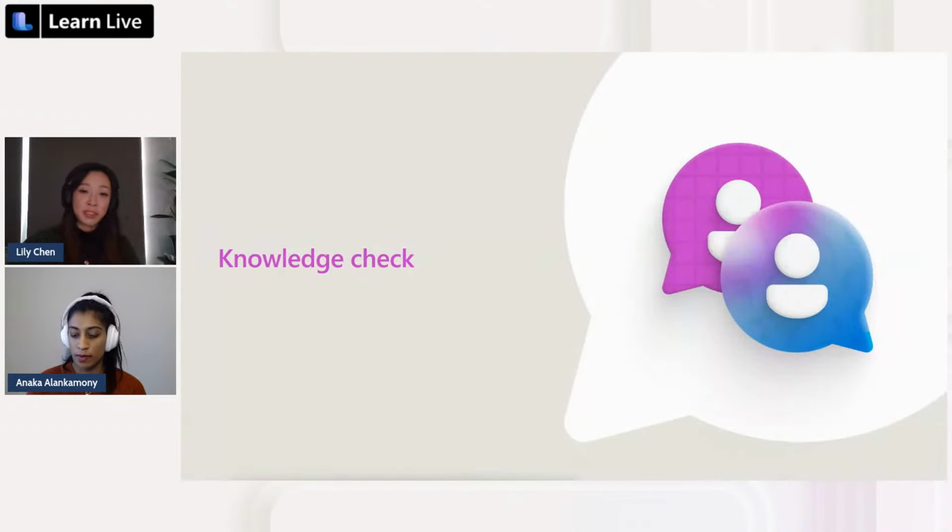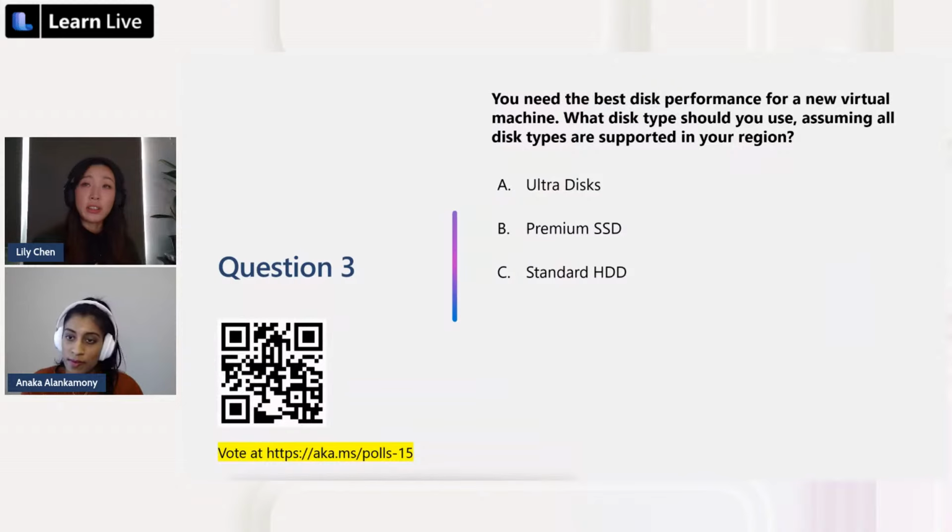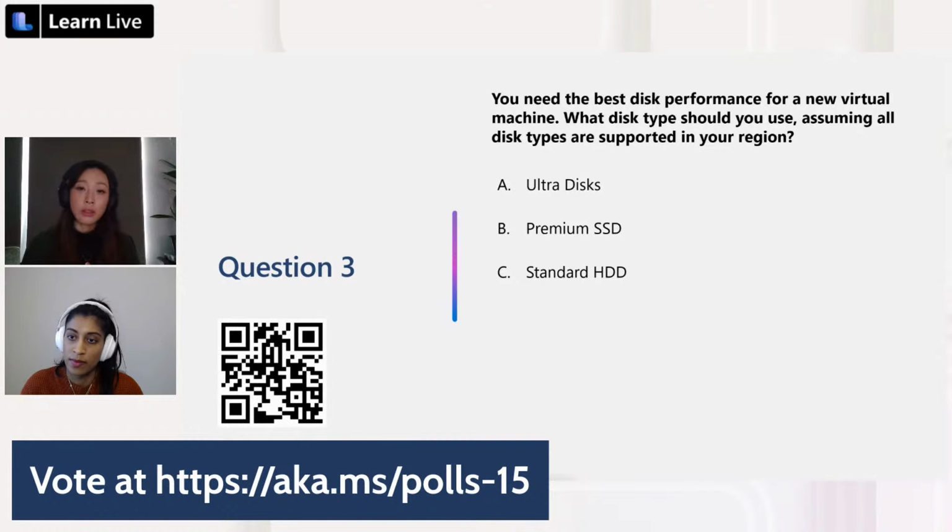All right, we're at another knowledge check time, so everyone hop onto the poll. Our first question is, you need the best disk performance for a new virtual machine. Which disk type should you use, assuming all the disk types are supported in your region of choice? A, Ultra disks. B, Premium SSD, V1, I'll clarify. And then C, Standard HDD. So let's give people a few seconds.